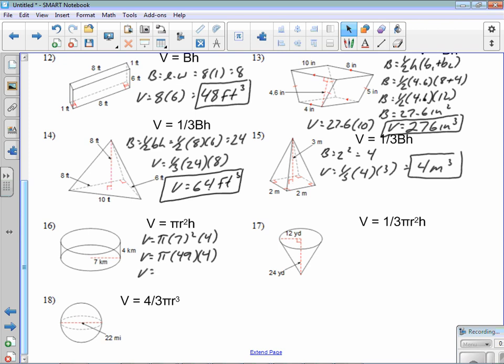So volume is 196 pi. Multiply that out. So our volume is going to be 615.75 kilometers cubed.